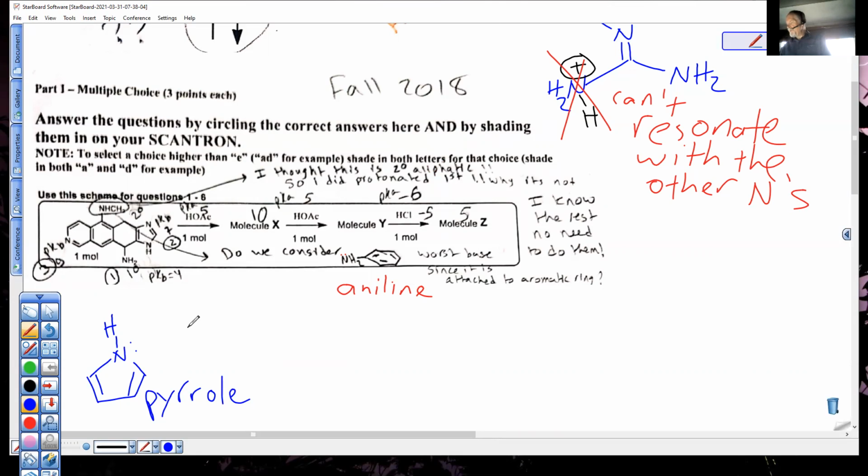Okay, and I think we got that covered. Best base here, second best base here, worst base, aniline. Yes, a phenyl attached to a nitrogen is called an aniline derivative. There's the molecule, aniline. And there we go. Moving on to page 2.